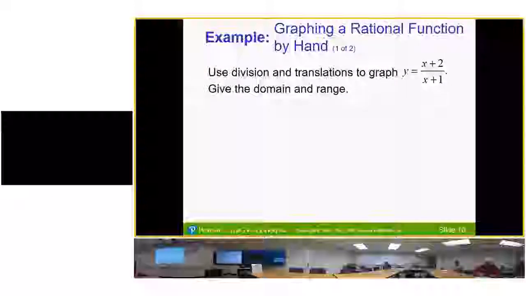All right, there's a question right there. x over x plus 1, you've got a horizontal shift of 1 to the left, and they just want you to do the domain and range. Well, you graph it with the calculator. All these are pretty much calculator drills, except for vertical and horizontal shifts. So make sure you have a calculator.